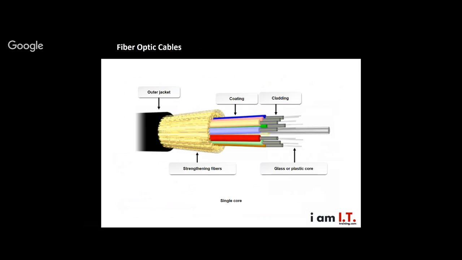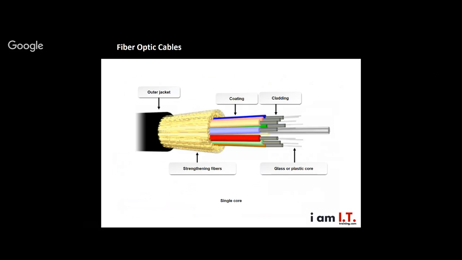Now, light pulses from a laser or an LED are passed through the core, and that's what carries the signal. And the cladding itself is what reflects the light back into the core, which increases the distance the signal can travel without needing some type of regenerator in the middle.